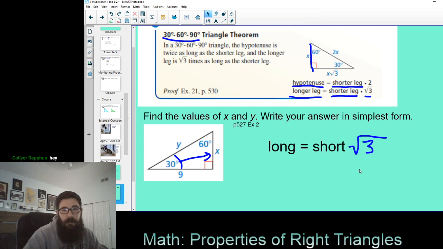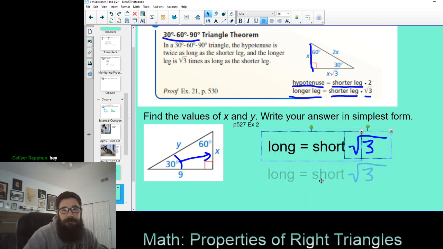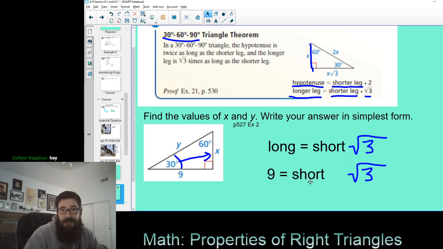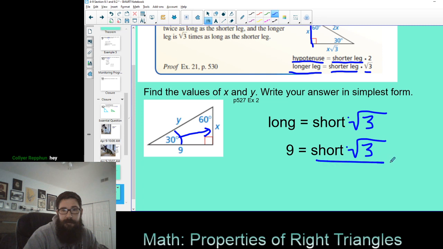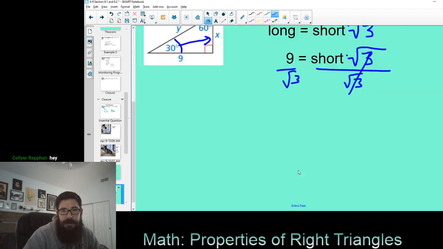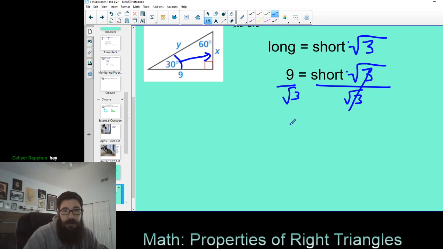Let's write what we know in here for this portion. I know my long leg is 9. I don't know the short, but I want to figure it out, and it's being multiplied by a square root of 3. What are we going to do to solve? Divide both sides by a square root of 3. At this point, your short leg is literally 9 divided by square root 3. That's it.